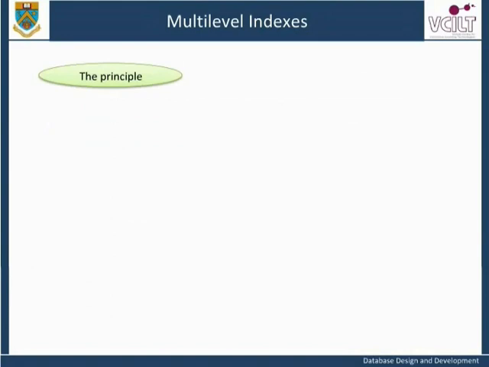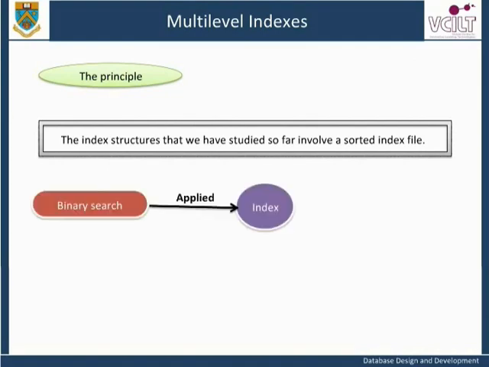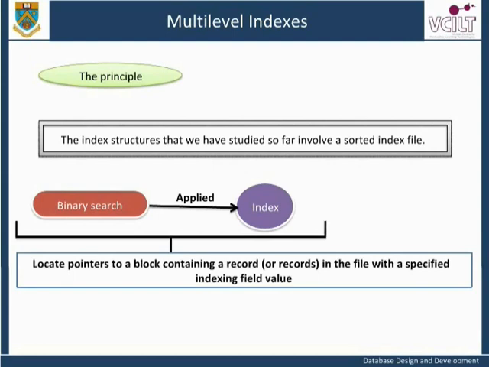The principle. The index structures that we have studied so far involve a sorted index file. A binary search is applied to the index to locate pointers to a block containing a record or records in the file with a specified indexing field value. A binary search requires ⌈log2(b_i)⌉ block accesses for an index file with b_i blocks, because each step of the algorithm reduces the part of the index file that we continue to search by a factor of 2. This is why the log function to the base 2 is used. Also see Activity 2 in the physical storage unit.